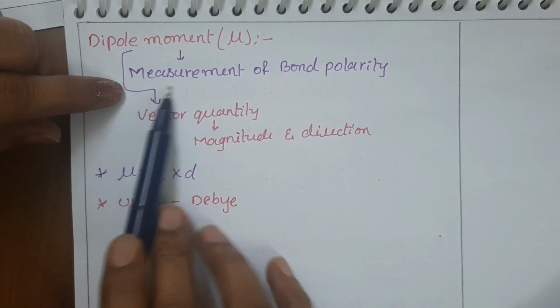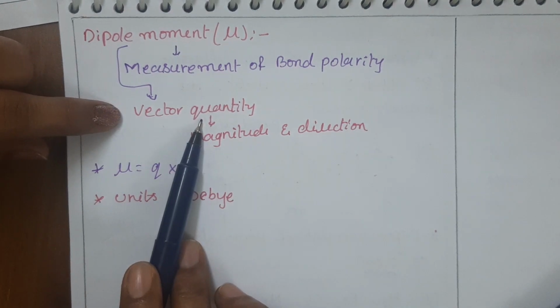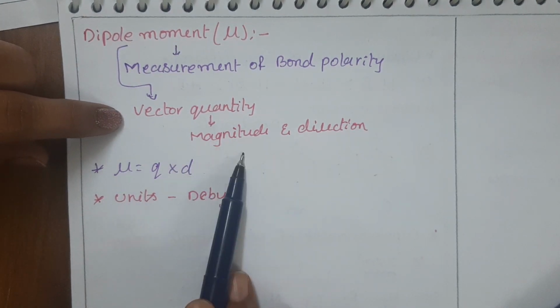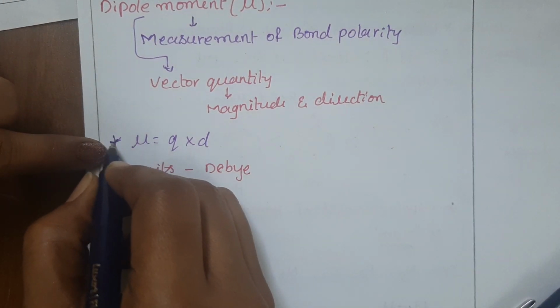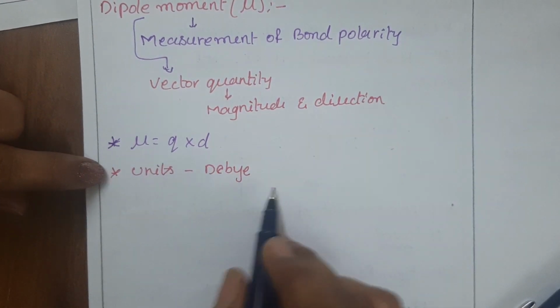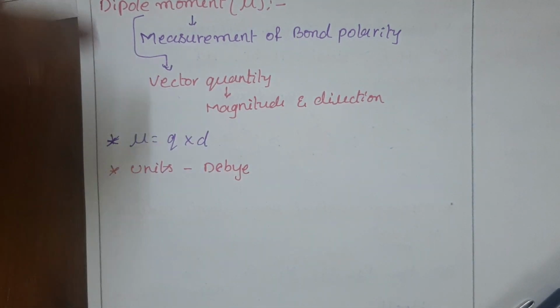Dipole moment is nothing but the measurement of bond polarity. It is a vector quantity, which means it has both magnitude and direction. The formula to measure the dipole moment is mu equals q into d, where q is the charge and d is the distance between the two charges, and the unit is debye.